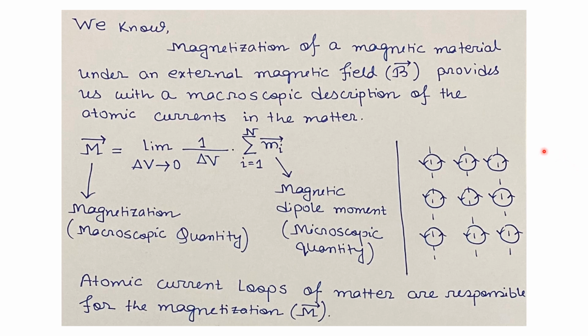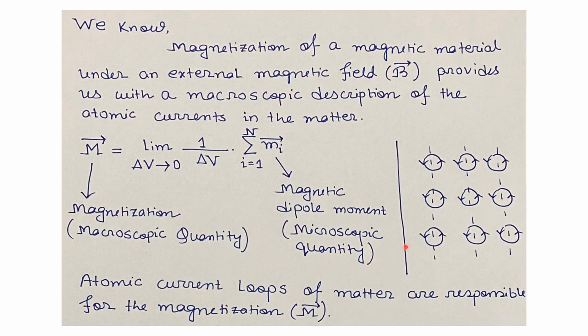Before going to the solution part, we will first recap some basics related to the magnetic material in a magnetic field. We know magnetization of a magnetic material, when it is kept under an external magnetic field B, provides us with a macroscopic description of the atomic currents in the matter. Mathematically, magnetization of a material is defined as summation over all the magnetic dipole moments of the matter divided by a volume element when volume tends to 0. Here, magnetization of the system is a macroscopic quantity, but the magnetic dipole moment is a microscopic quantity.